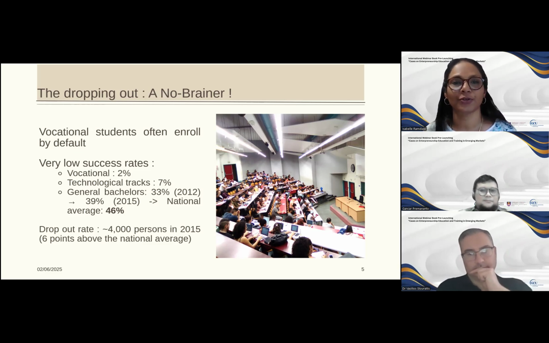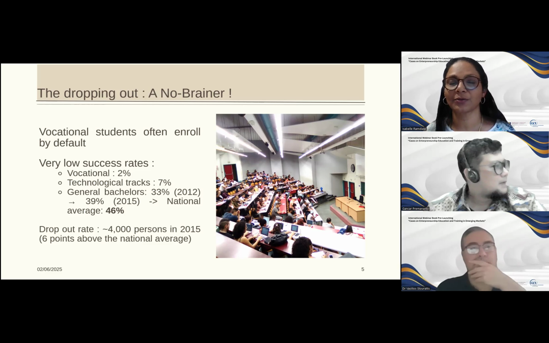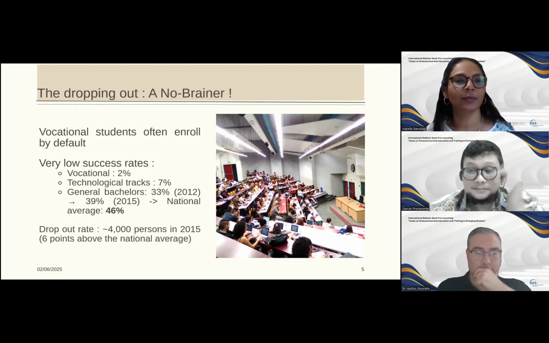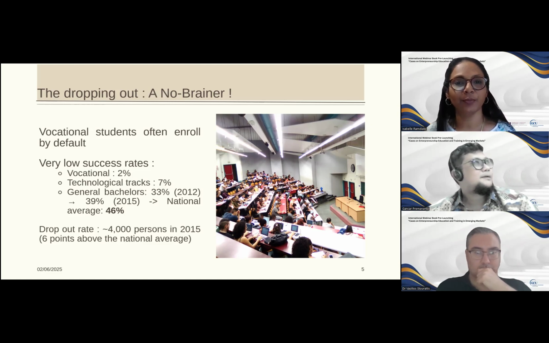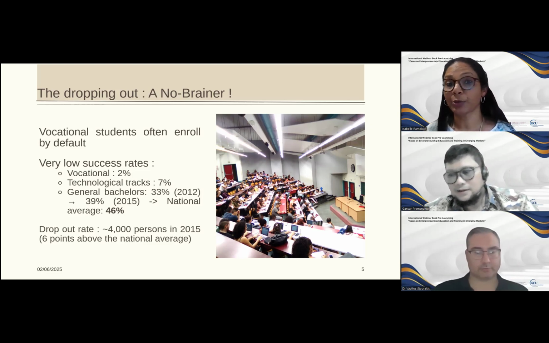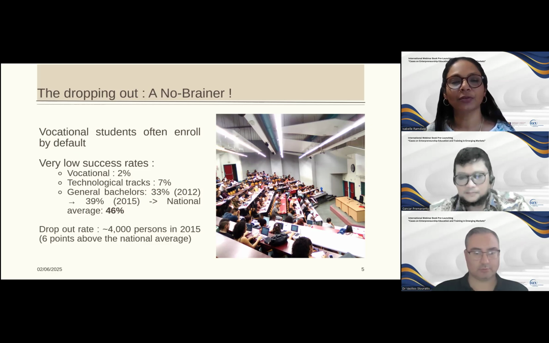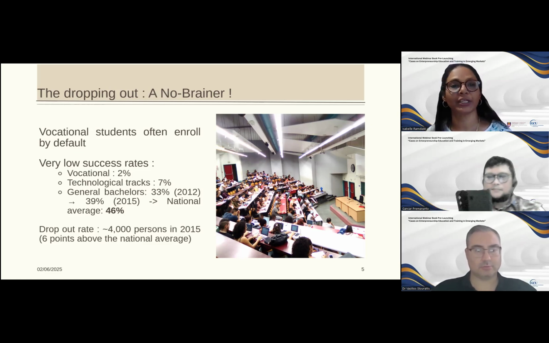Only 2% of vocational and 7% of technological students complete their degrees. Even in general bachelor programs, success rates are low. 33% in 2012, rising slightly to 39% in 2015. By comparison, the national average is 46% in 2015. Moreover, every year in Reunion, about 4,000 students drop out, which is 6 points above the national average.